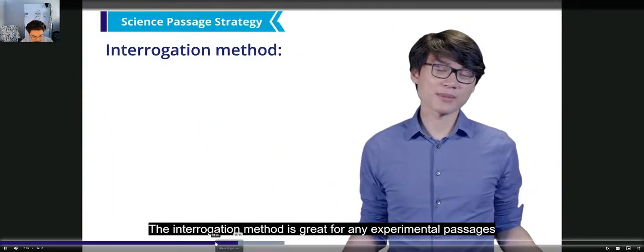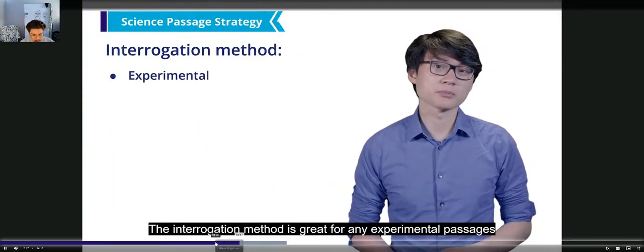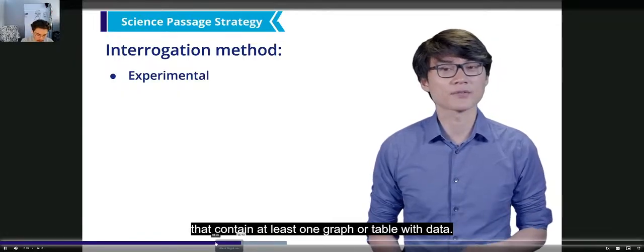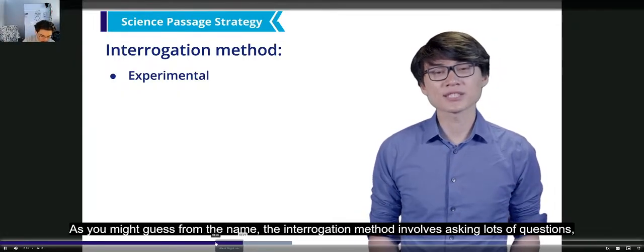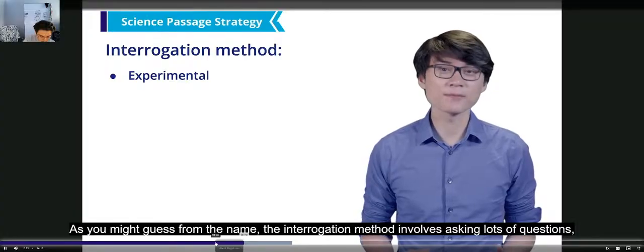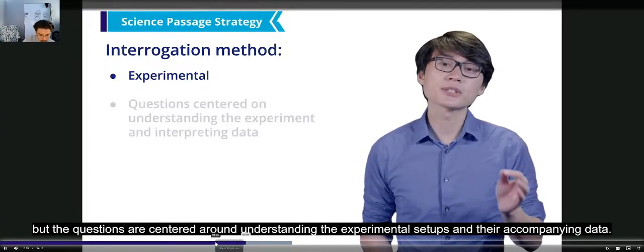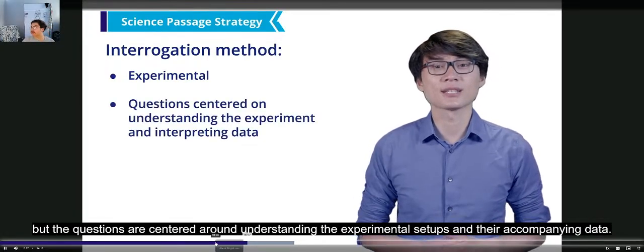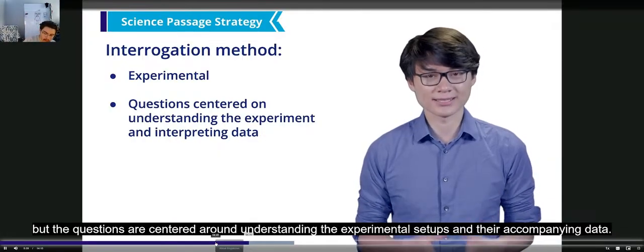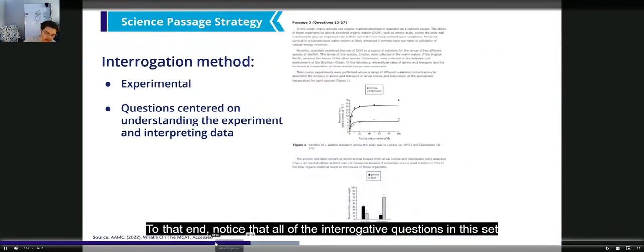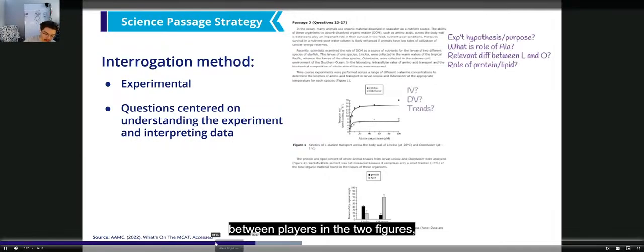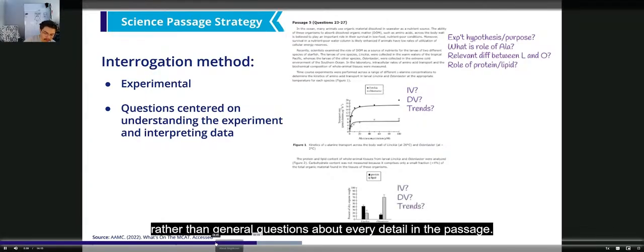The interrogation method is great for any experimental passages that contain at least one graph or table with data. As you might guess from the name, the interrogation method involves asking lots of questions, but the questions are centered around understanding the experimental setups and their accompanying data. To that end, notice that all of the interrogative questions in this set are focused on understanding the relationships between players in the two figures, rather than general questions about every detail in the passage.